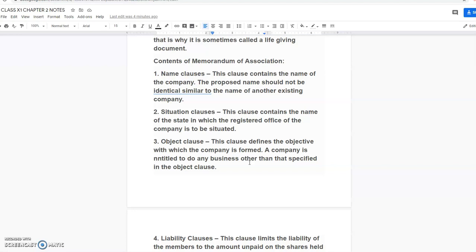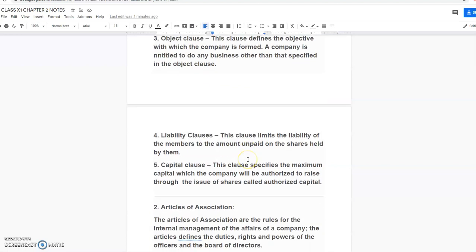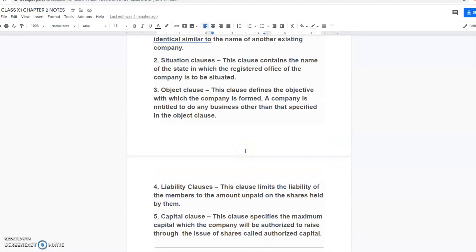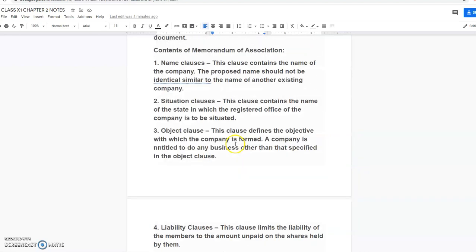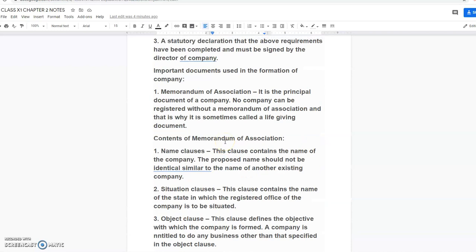Now what do these clauses contain? It is very simple. If we want to know about a business, we take a simple crux: we should know the name of that company, the place of that company, the company's objective, and how much capital the company has invested. So these are the clauses of the memorandum of association. Very simple. Let us start with the name clause.